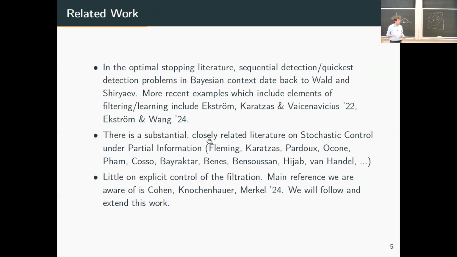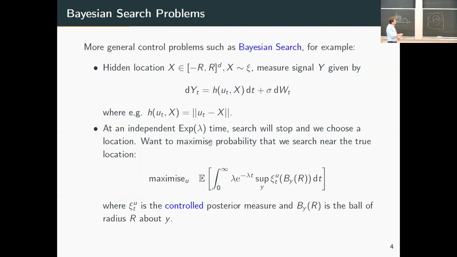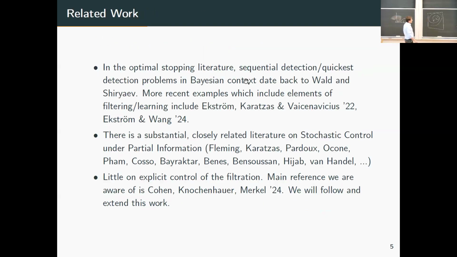There is a big literature on these stochastic control problems under partial information, but most of it doesn't quite cover the case we want to think about. Most of the time, the control only comes into how this X process behaves. There's very little on the explicit control of the filtration. There's one recent paper which really inspired us, by Cohen, Nockenhauer, and Merkel. There they look at a very similar problem to ours, but in a much less complicated setting.